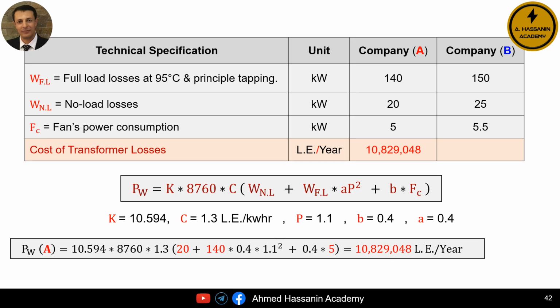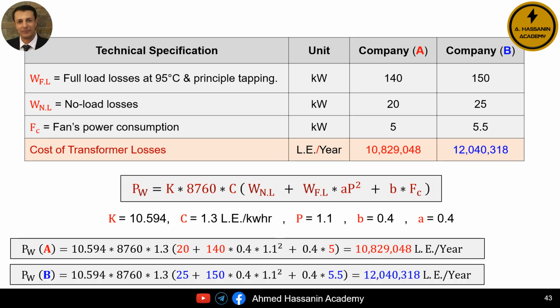By substituting into the equation before us and using the data from the offer submitted by company A, we can obtain the cost of losses for the transformer in offer A, which equals 10,829,048 Egyptian pounds during 1 year. As for the cost of losses for the transformer offered by company B, it will be equal to 12,040,318 Egyptian pounds per 1 performance year.